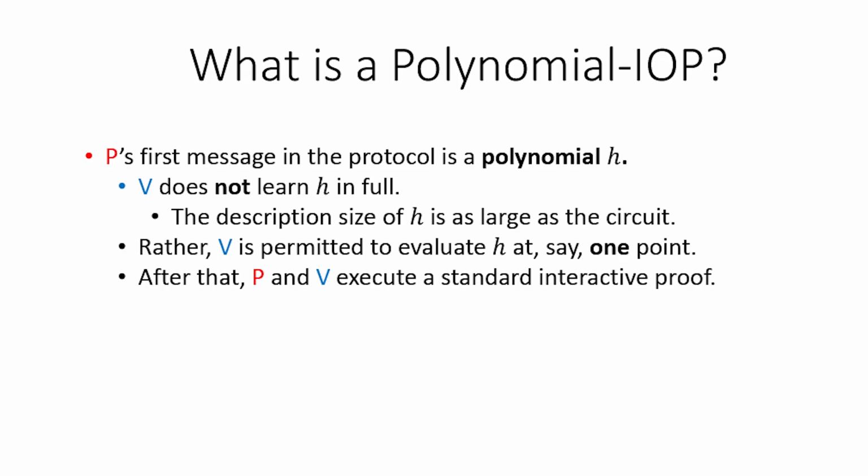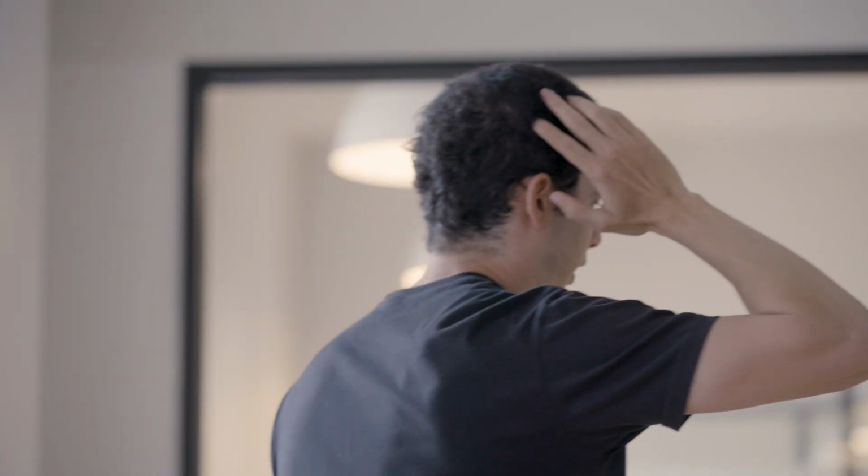So instead, we're going to tell the verifier, look, the prover is going to send you this polynomial, but you're not going to be allowed to learn the whole polynomial. All you're going to be allowed to do is evaluate the polynomial at one point. So that's what a polynomial IOP is: you have this initial message that's special. It's some giant polynomial, and because it's special, the verifier doesn't learn the whole polynomial. It's only allowed to evaluate the polynomial at a single point.